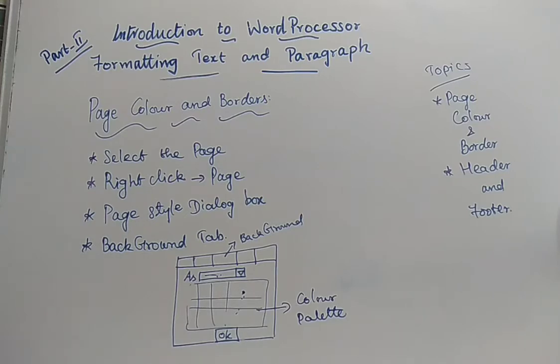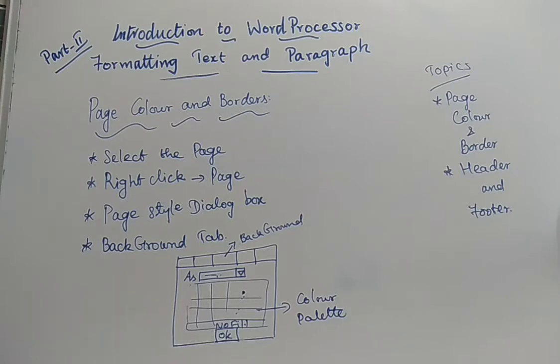For example, already you have a background color. Now you are willing to have no background color. Then what do you have to do? Here you will have one area. There you will have the term no fill. Just click this one. Automatically whatever color is already in your background will be replaced by white color. So clear with this one? This is the procedure to change the page color.